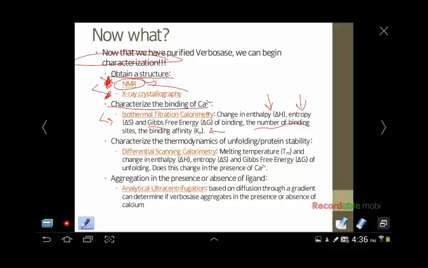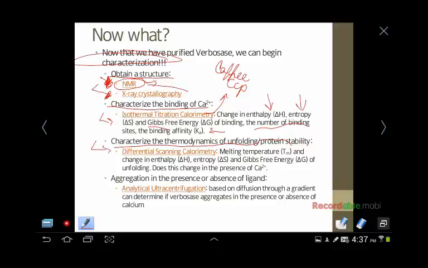Isothermal titration calorimetry is a lot like bomb calorimetry, or if y'all ever did the coffee cup calorimetry experiment where you put antacids into acetic acid and then measured the temperature changed upon the reaction, it's sort of like that. So when calcium binds to verbosase, there may be heat released. And so this instrument can measure the amount of heat released or absorbed upon that interaction. Again, this can tell us if the reaction is endothermic or exothermic, and that can tell us a lot about how this protein behaves in the body. We can also characterize the thermodynamics of unfolding the protein, and that can give us an idea of the protein's stability.